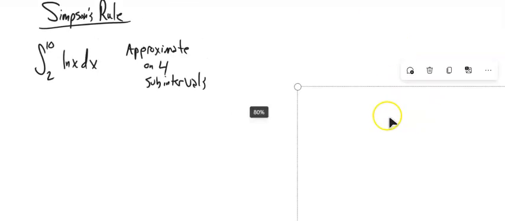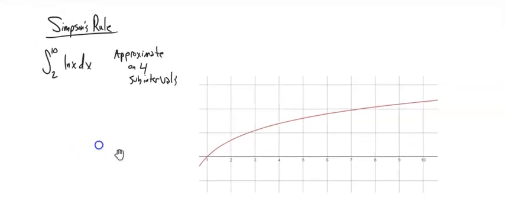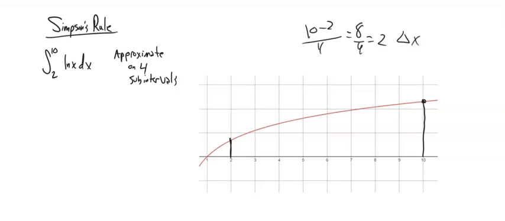So here's a graph of what we're going to look at. From 2 all the way out to 10, and 4 subintervals. So let's see, 10 minus 2 divided by 4, 8 over 4 is 2. So our change in x is 2. So it goes to 4, and it goes to 6, and it goes to 8, then it goes to 10. So with Simpson's rule, you have to have an even number of partitions. And you'll see why here in a moment.